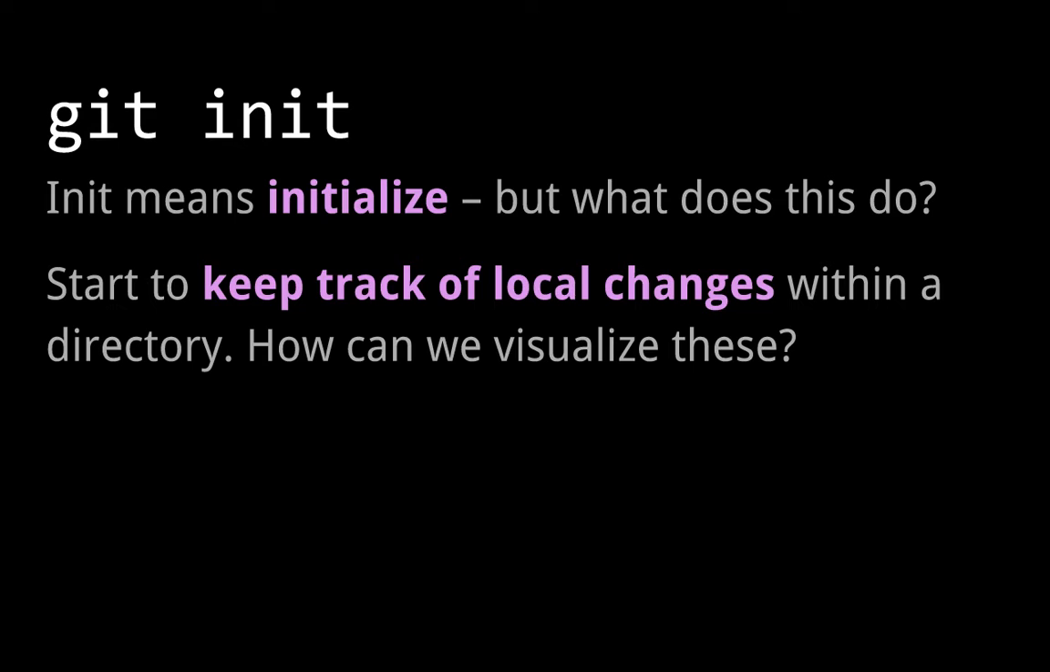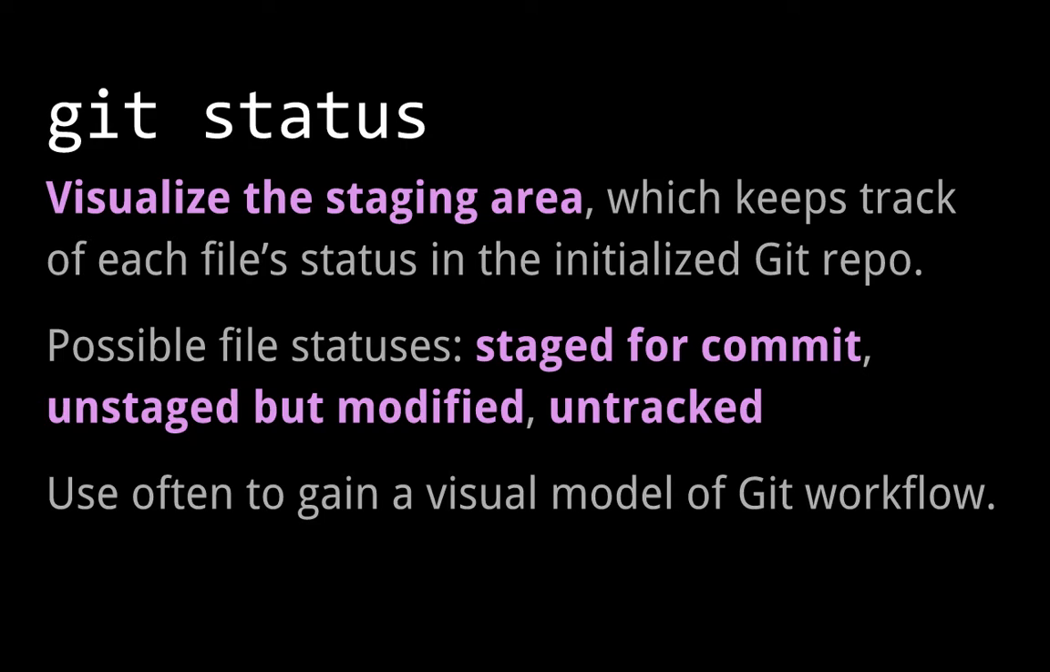After initializing a Git repo in a directory, you will start to keep track of local changes within that directory. These can be easily visualized using our next command, git status. As I just noted, git status allows the coder to visualize the staging area. As I mentioned previously, the staging area keeps track of the statuses of all files in the directory that was initialized to be a Git repo.